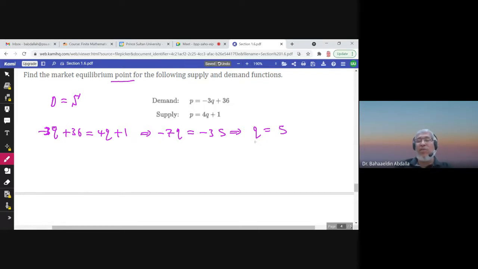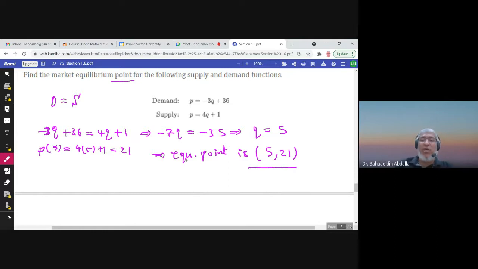So this is the equilibrium quantity. Finding the equilibrium price would be easy. Replace Q by 5, either in the first or the second equation. So I will find P of 5, which is 4 times 5 plus 1 using the second equation. So this is 21. So the equilibrium point is quantity is 5 and price is 21. So this is the equilibrium point.